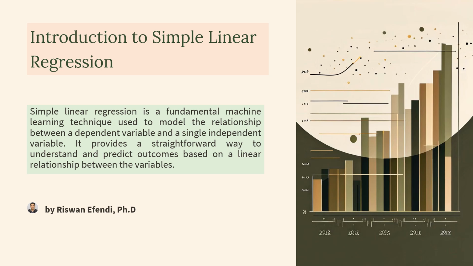In this video, I would like to introduce simple linear regression. Simple linear regression is a fundamental machine learning technique used to model the relationship between a dependent variable and a single independent variable. It provides a straightforward way to understand and predict outcomes based on a linear relationship between the variables.